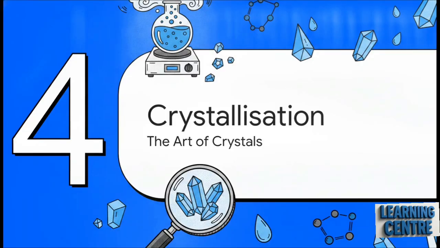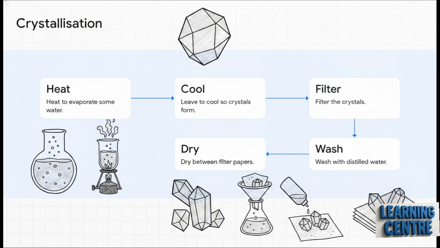Which leads us nicely into section 4, the art of crystallization. Okay, so you've got this invisible, soluble salt dissolved in water. How do you actually get the solid physical pieces out? You might think, oh, just boil the water completely dry. But if you do that, you're going to end up with a messy, thermally degraded powder. Instead, we use the standard 5-step crystallization procedure.